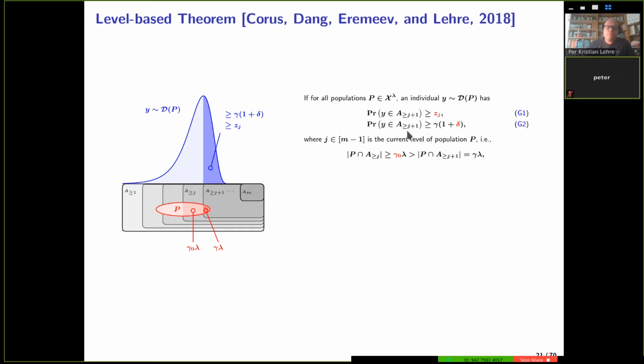At the same time, if we already have gamma lambda individuals in the level above the current level, so for any gamma less than gamma naught, the probability that we sample an individual in level j plus 1 or higher should be at least gamma times 1 plus delta for some positive delta. Okay, so if the current level is j, in expectation we should increase the fraction of individuals in the next level by a factor of 1 plus delta.